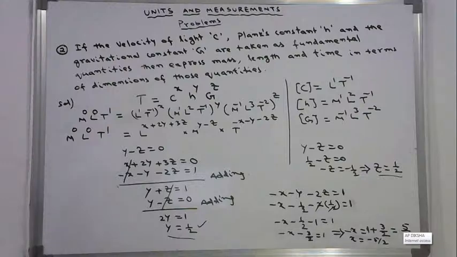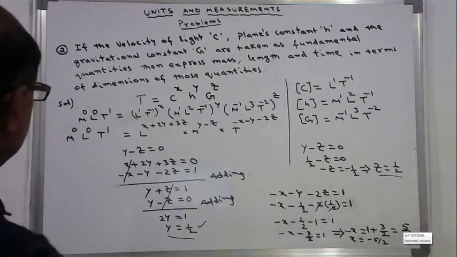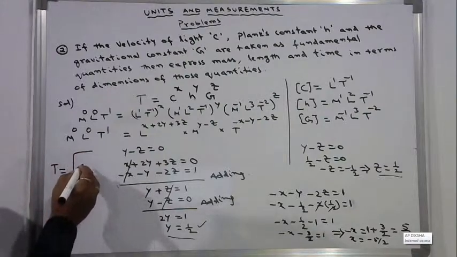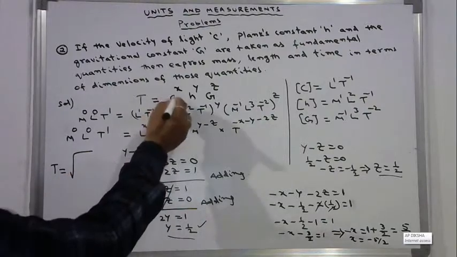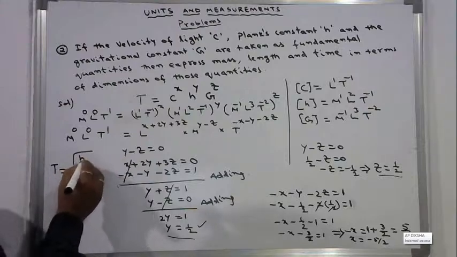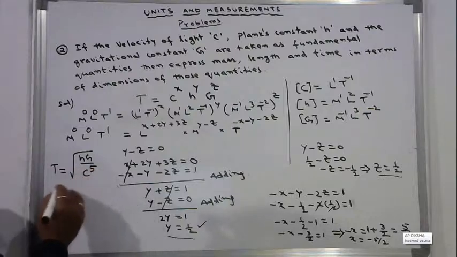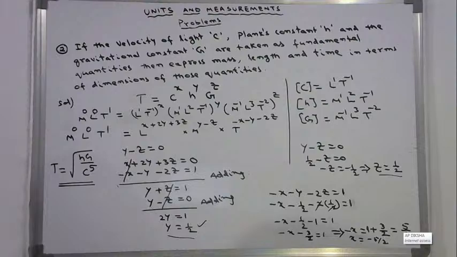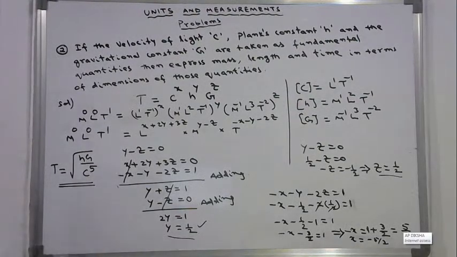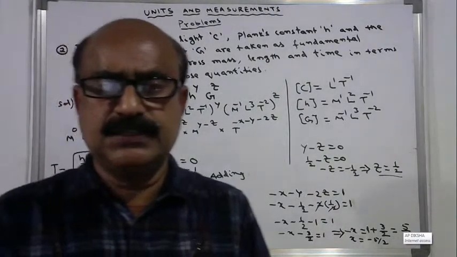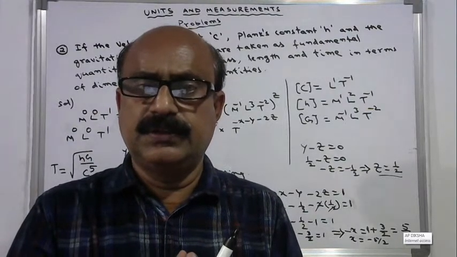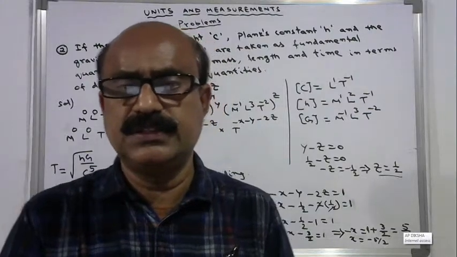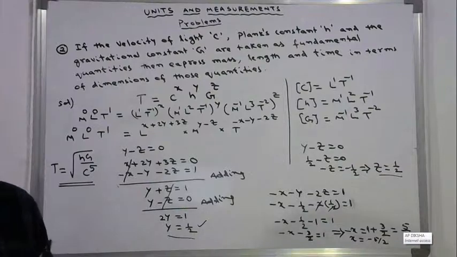So x is minus 5 by 2. Y is half. Z is half. Then how do you write the expression? Time is equal to under root, which one has x as, so this one has c power 5. So I write here hg by c power 5. So this is the relation for the time expressed in terms of h, g and c. Now this is how we can represent the mass, length, time with velocity c, Planck's constant h and gravitational constant g, which are considered as fundamental quantities. So in different cases.